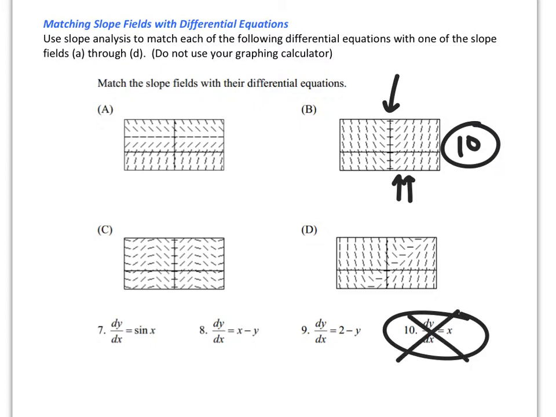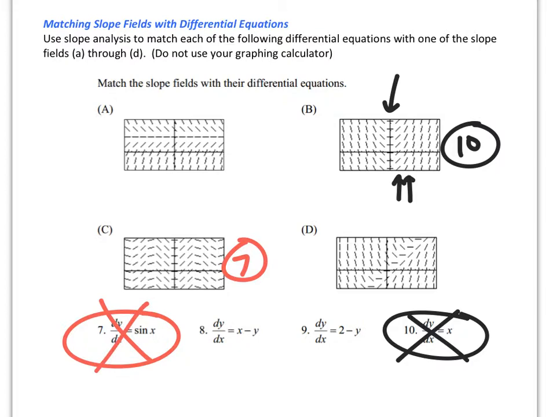The next one I would see almost immediately is the slope field of sine x. It's going to look similar to sine. It's actually going to look a little bit more cosine-ish, because the integral of sine is negative cosine. So I would be able to very quickly match those two, which would be C. So this would be number 7.